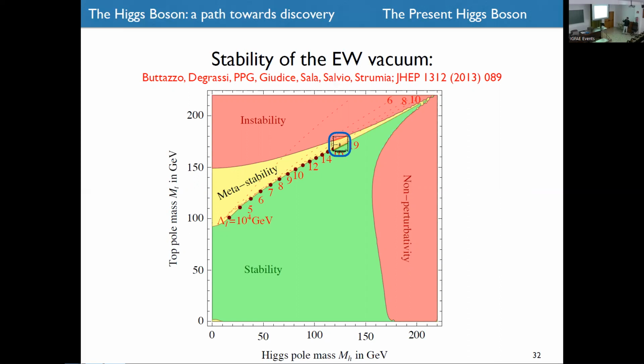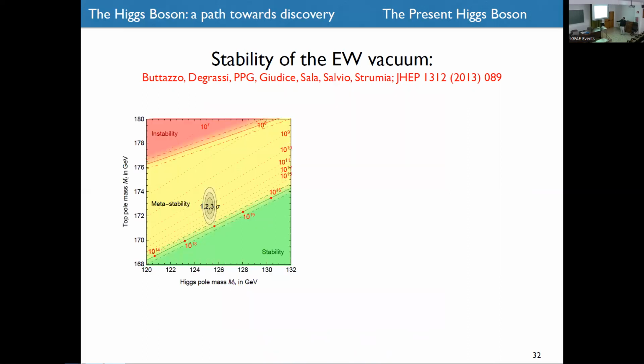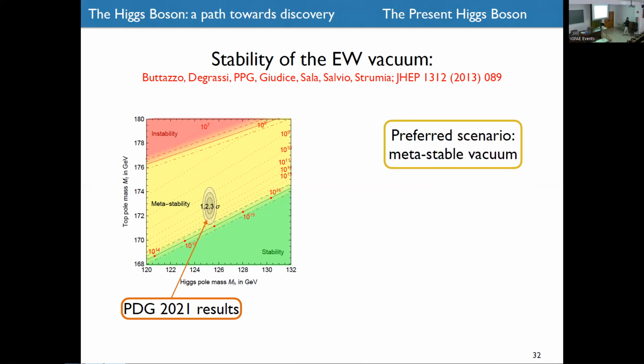So if we zoom in, we obtain this picture. Again, we have the mass of the Higgs against the mass of the top. And again, we have the region of stability, metastability, and instability. And we are here in the center of this oval. These ovals are the 1, 2, and 3 sigma uncertainties on the mass of the Higgs and the mass of the top. And by the way, these are actually new results, obtained with the new PDG 2021. So again, even now we are about 3 sigmas away from pure stability. So for now, the preferred scenario is a metastable vacuum.